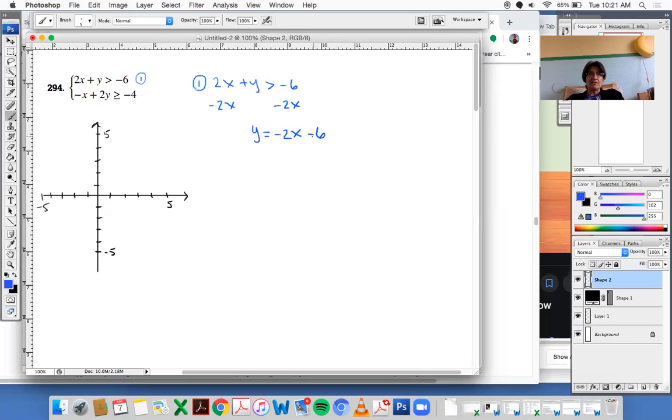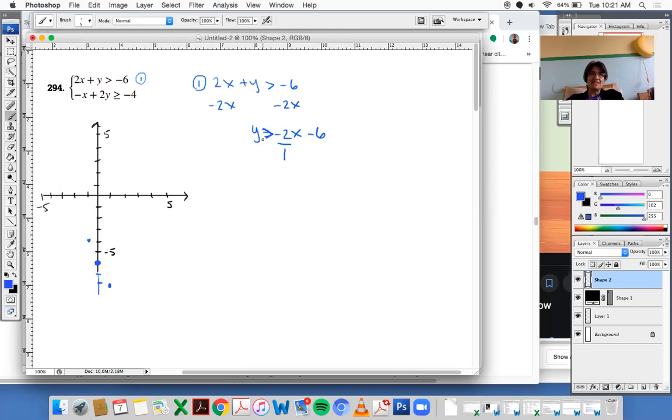All right, so -6 is my y-intercept. I put a dot there. And then the slope is -2/1. So I need to extend this line. So go down 2 and 1 to the right. Or I can go up 2 and 1 to the left. So either way is fine.